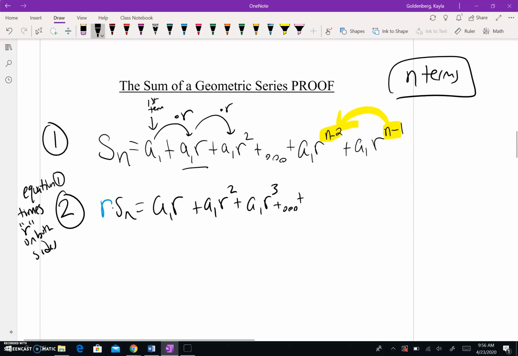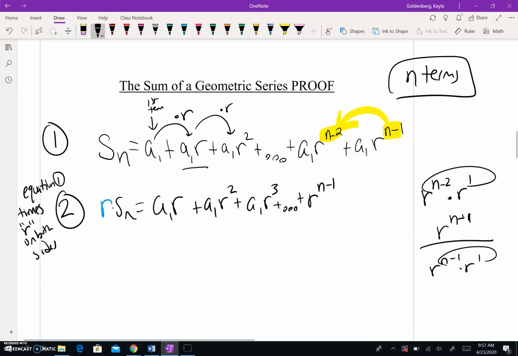Now these two are a little trickier. What I would think about is r to the n minus 2 times r to the first. You want to add your exponents. So then you have r to the n, negative 2 plus 1 is still negative, but just a negative 1. So it's going to be r to the n minus 1. Similarly, r to the n minus 1 times r to the first power. The 1s are going to cancel out when you add them. So it will just be a1 times r to the nth power.